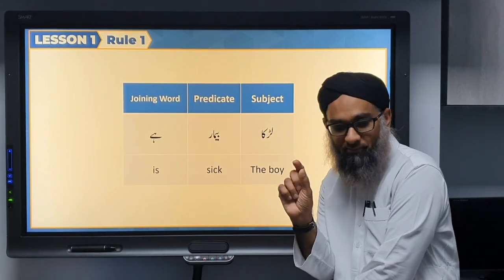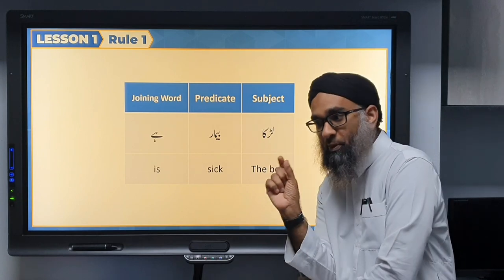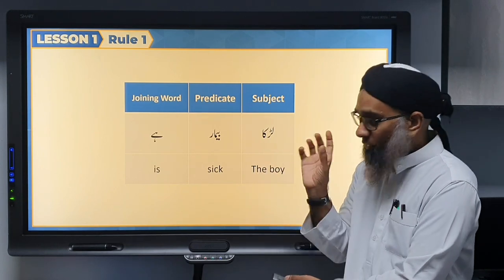Remember, I'm not from the subcontinent. My parents are from the subcontinent. So my pronunciation is not that good, so don't refer to me on pronunciation. I'll try my best, but it's not going to be that good.